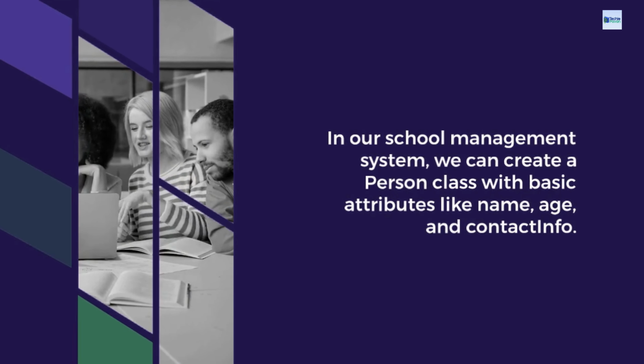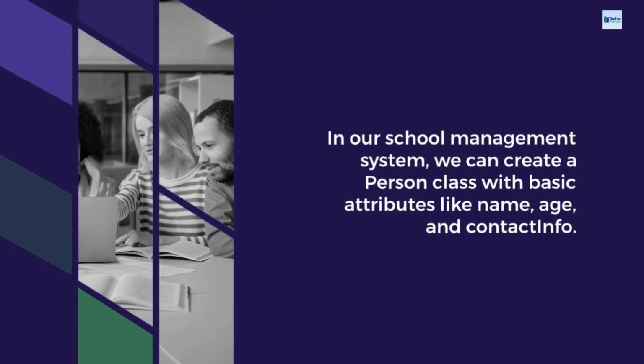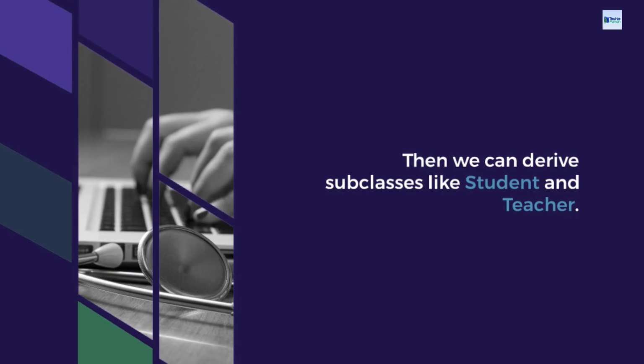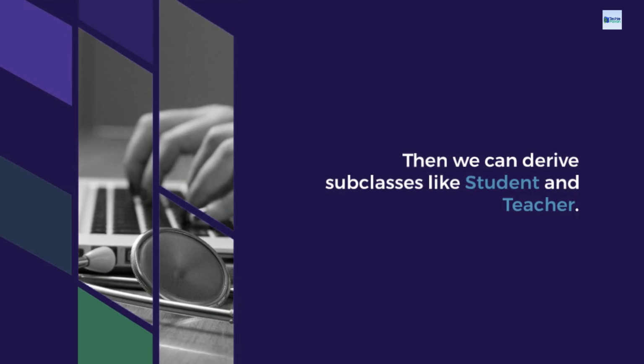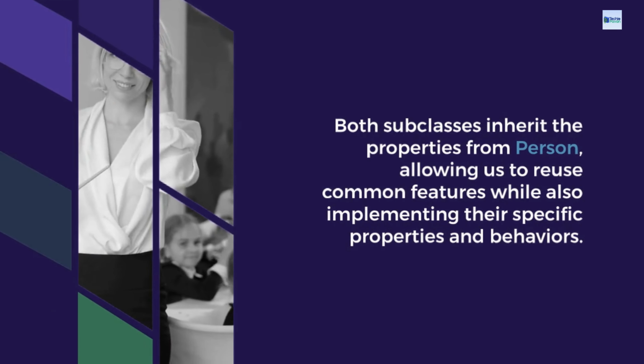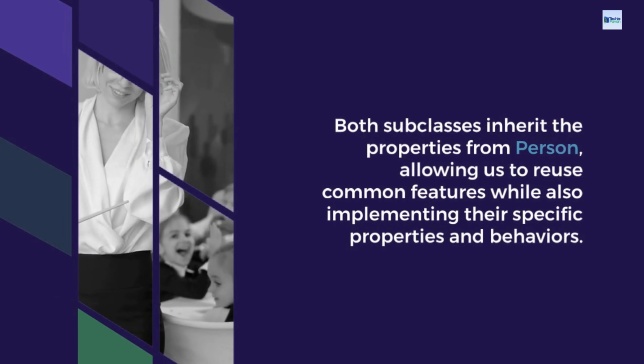In our school management system, we can create a person class with basic attributes like name, age, and contact info. Then we can derive subclasses like student and teacher. Both subclasses inherit the properties from person, allowing us to reuse common features while also implementing their specific properties and behaviors.